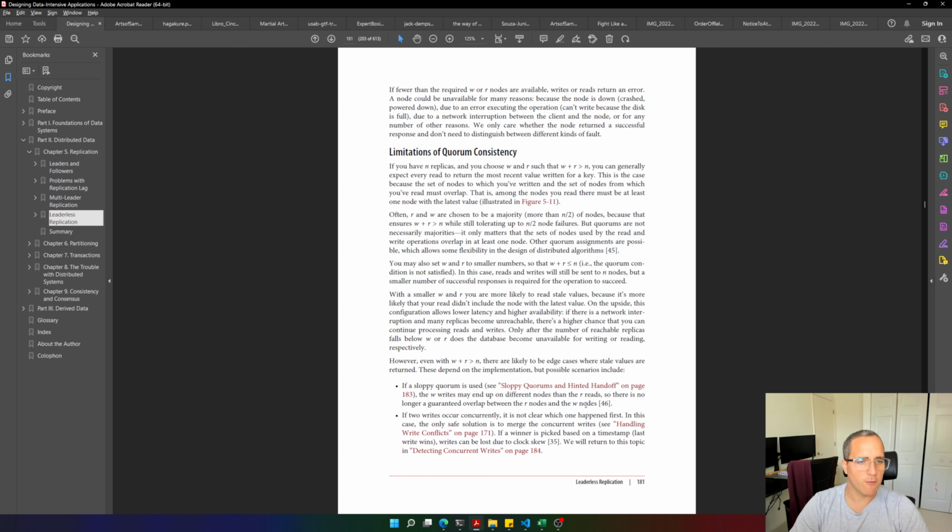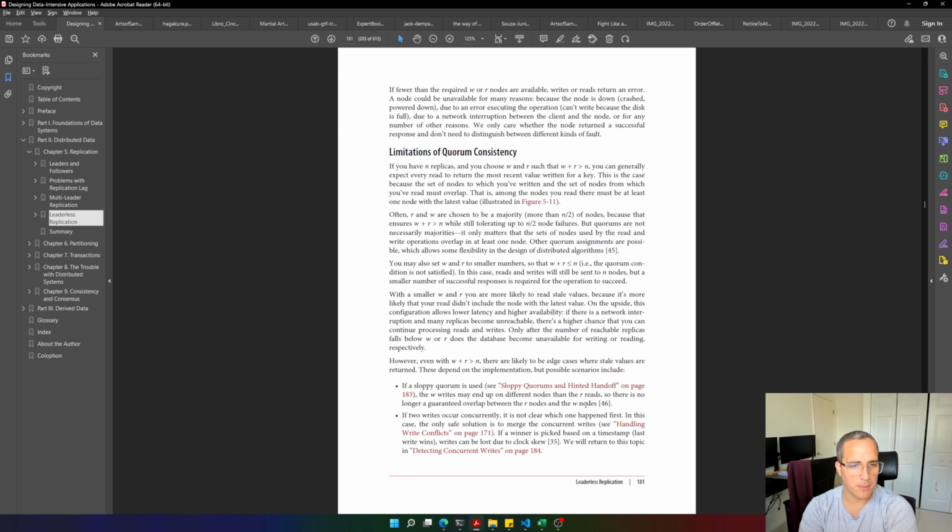Only after the number of reachable replicas falls below W or R does the database become unavailable for writing or reading, respectively. However, even with W + R > N, there are likely to be edge cases where stale values are returned.